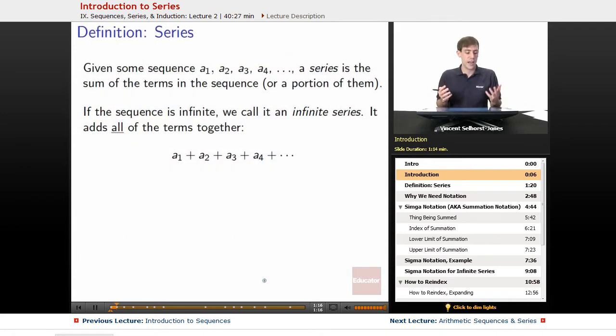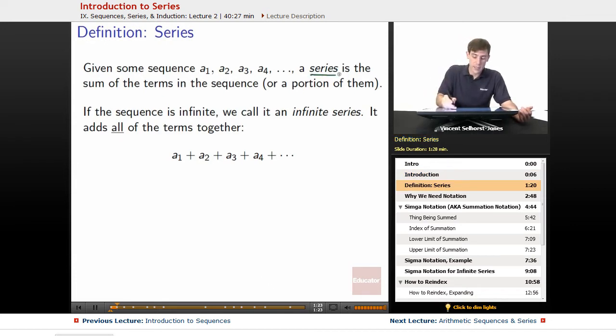Let's start off by defining a series. Given some sequence a1, a2, a3, a4, ..., a series is the sum of the terms in the sequence. So it's just adding up the terms, or maybe a portion of them, maybe not the entire sequence, but just adding up terms from the sequence.